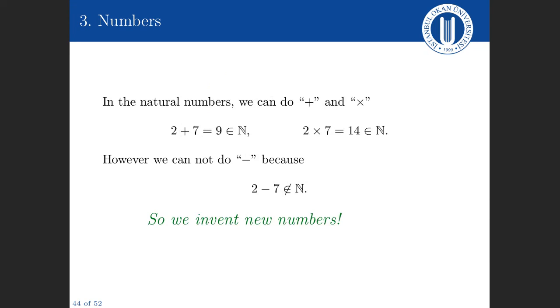In the natural numbers, we can do two operations. We can do addition and we can do multiplication. What I mean is, if I take two natural numbers, say 2 and 7, and I add them together, I still get a natural number, 9. Or if I multiply two natural numbers together, 2 multiplied by 7, for example, then I always get a natural number. However, if we only have natural numbers, if that's all the numbers that we have, we can't do subtraction because, for example, 2 minus 7 is not a natural number. So what do we do? We want to do more advanced mathematics, but we can't do subtraction. What do we do? We invent new numbers.